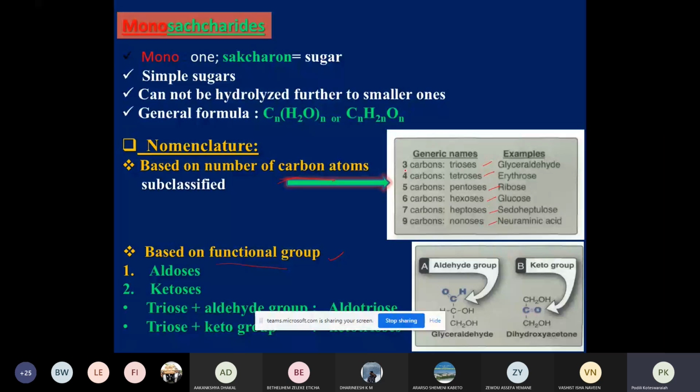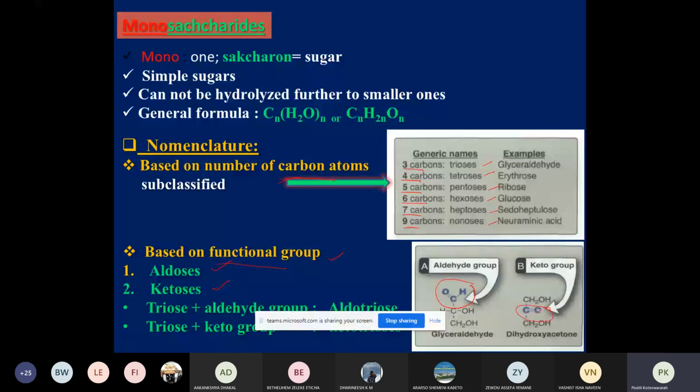If the carbohydrate has only 3 carbon atoms, it is a triose. If it has 4, tetroses; 5, pentoses; 6, hexoses; 7 carbons, heptoses; and 9, nonoses, and so on. Based on the functional group, they are also classified into aldoses as well as ketoses. If the sugar has an aldehyde functional group, as you can see here, then it is known as an aldose. If the sugar has the keto functional group, then it is known as a ketose.